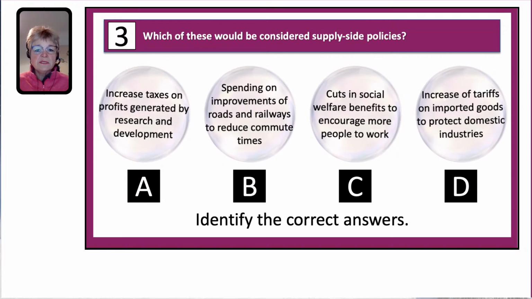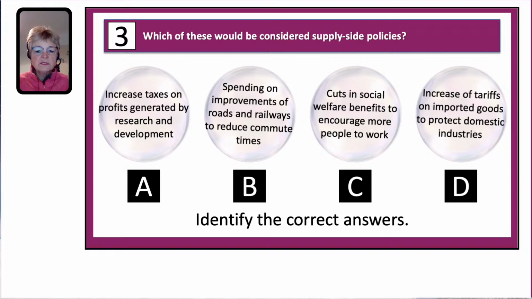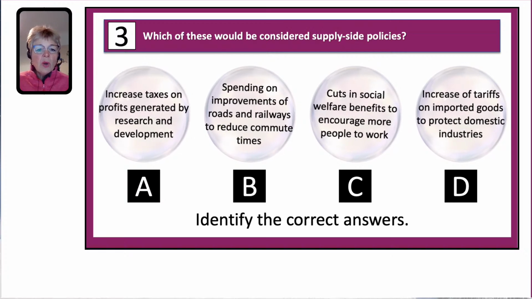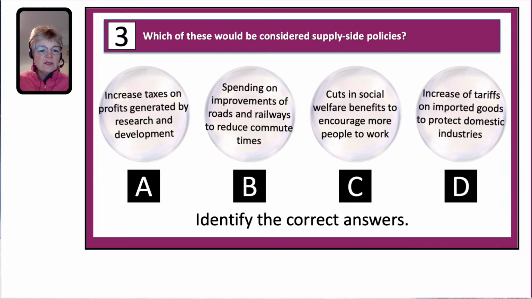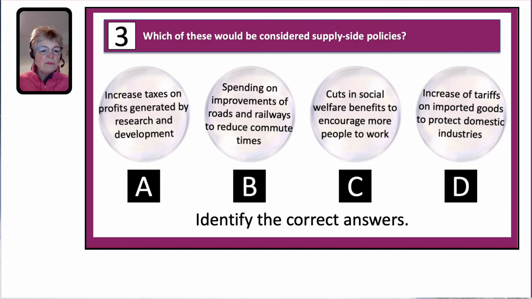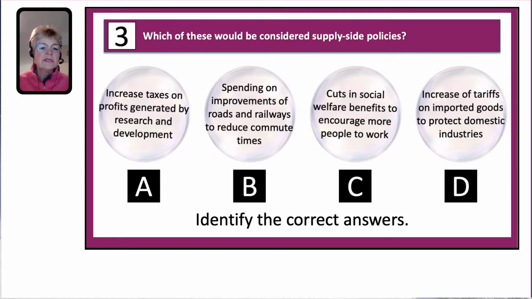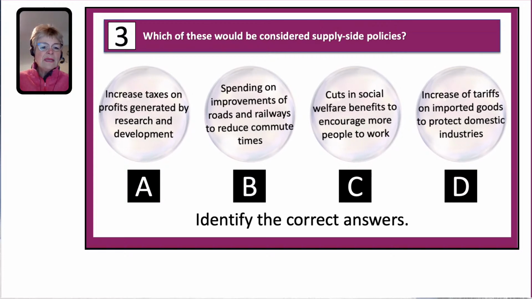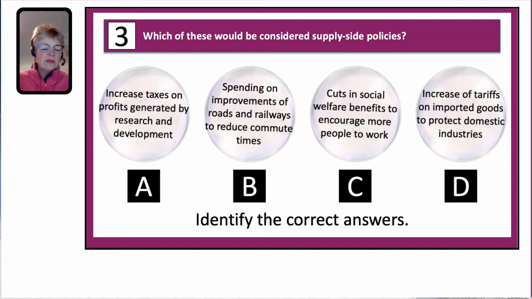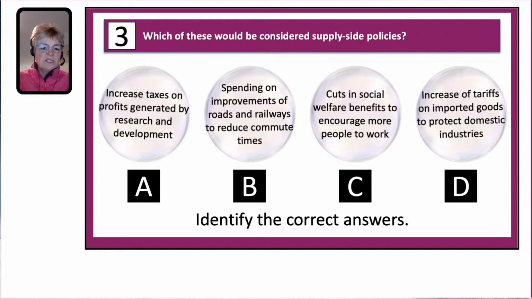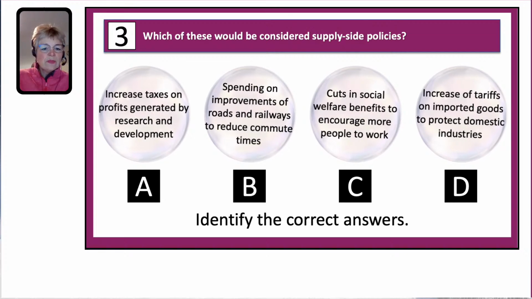Okay, let's have a look at question 3. Which of these would be considered supply side policy? So lots and lots of examples this evening. Would increasing taxes on profits generated by research and development? Remember what Peter was saying, remember what I was saying. Supply side policies aim to free up, make markets work better, increase productive potential of an economy. Would increasing taxes on research and development do that?